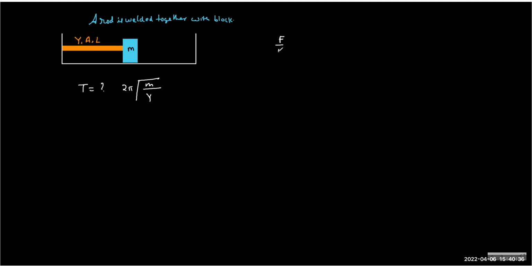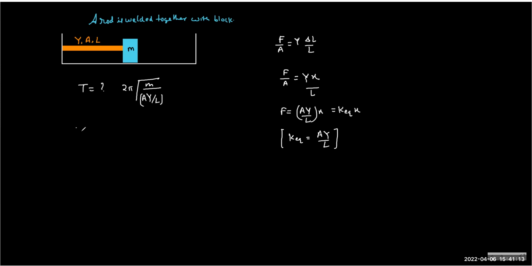So in case of a spring, if you remember, the stress is defined as Young's modulus into elongation upon original length, right? So the elongation exactly will behave as x. Let's say x is the deformation. So F turns out to be AY by L into x. And if you compare with the k equivalent formula, this part I was expecting that you guys will figure it out. So the answer. Is this clear?